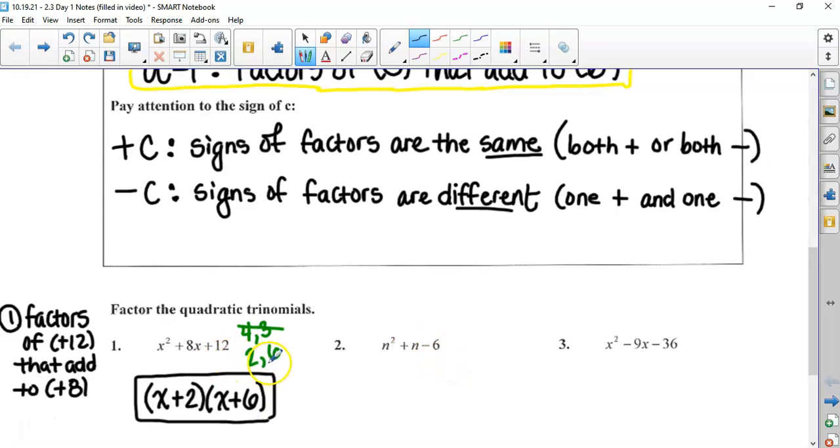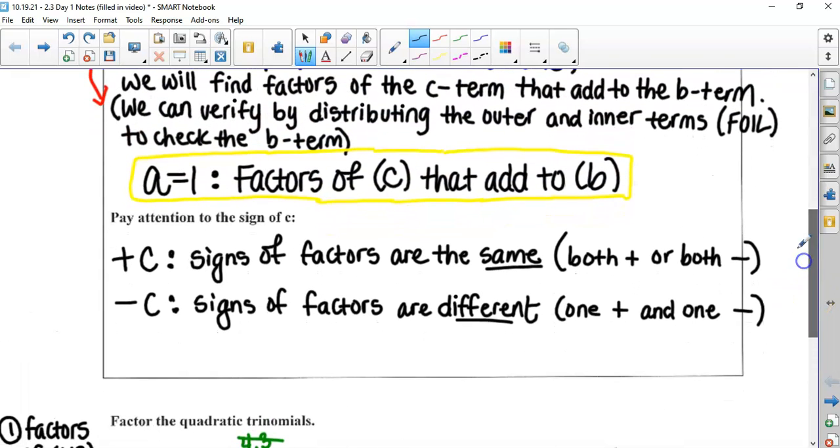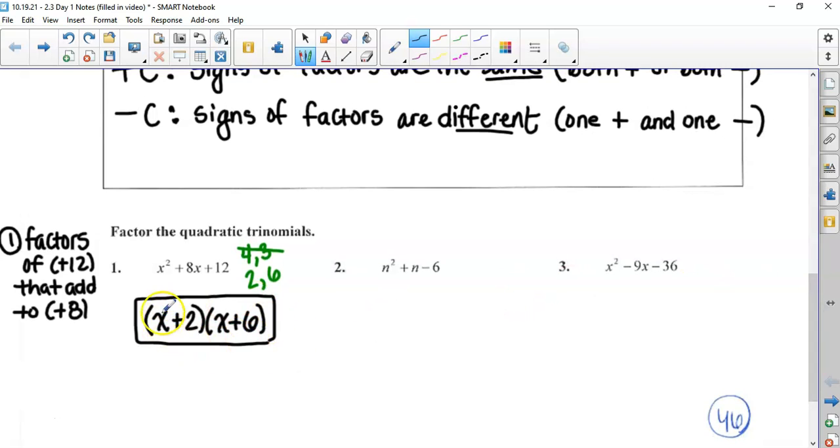So I take the factors of 12 and I use them to write the factors of the quadratic, x plus 2, x plus 6. And remember that little note we wrote in parentheses, you could verify by distributing, like mentally or physically, use arrows to multiply this out, and you would end up right back where we started. Let's try number 2, n squared plus n minus 6.